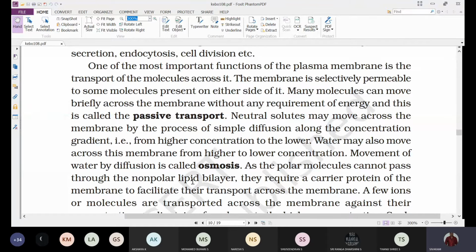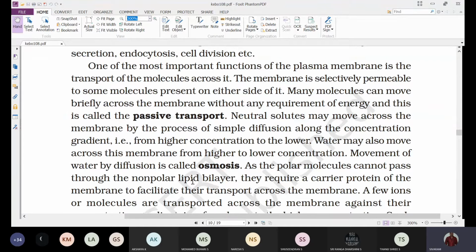And next, many molecules can move briefly across the membrane without any requirement of energy, and this is called passive transport. That is, many molecules can cross the cell membrane or plasma membrane without the requirement of energy, according to their concentration gradient. Because of the difference in concentration between the environment and the cell, the molecules can easily pass in and out without spending any energy.